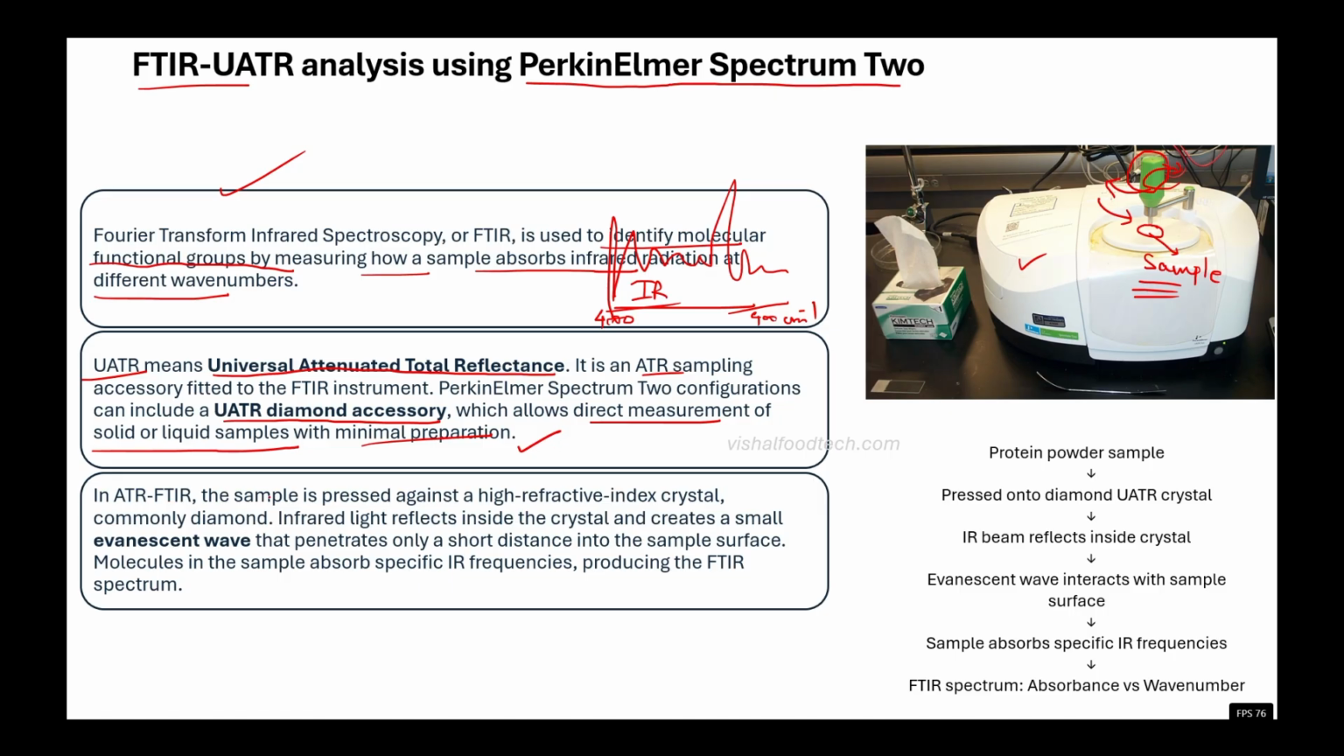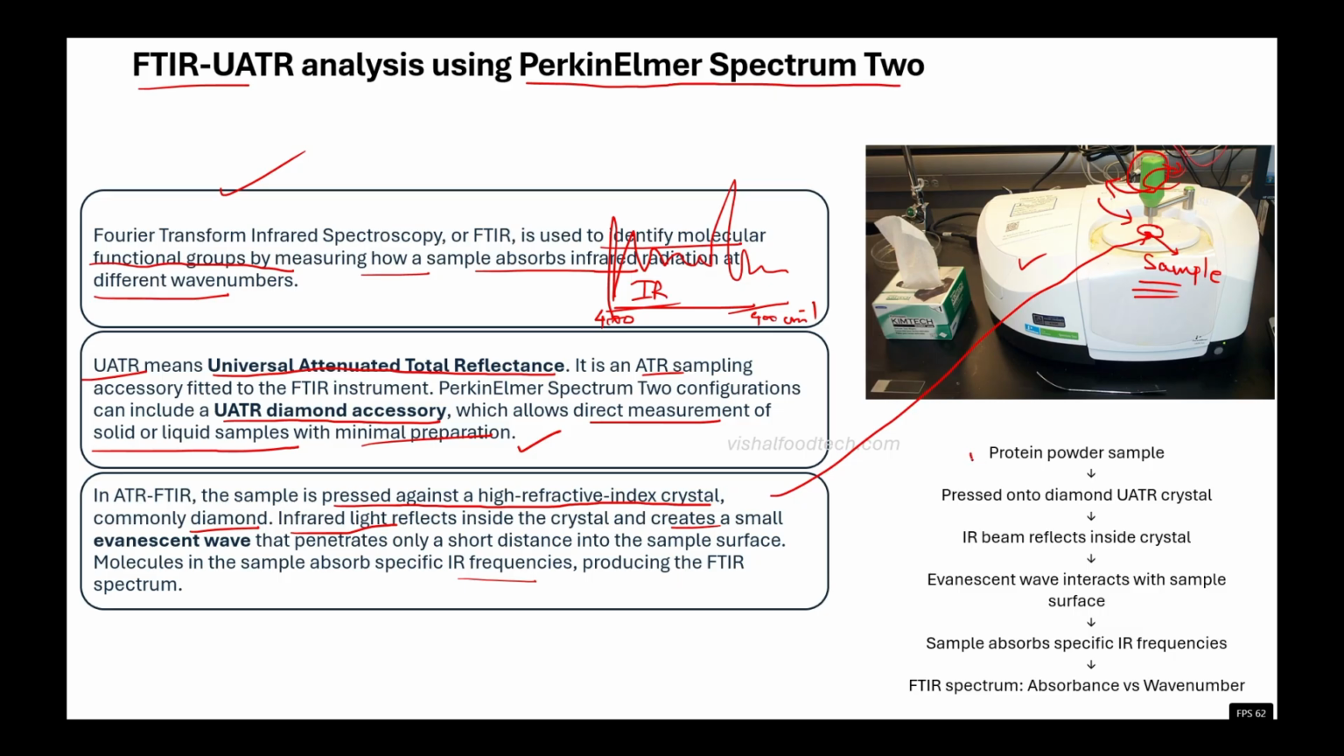And in ATR FTIR, the sample is placed against a highly refractive index crystal, and the crystal you can see here, I will show you in the next slide, is mainly diamond. Infrared light reflects inside the crystal and creates a small wave called an evanescent wave that penetrates only a short distance into the sample surface. Molecules in the sample then absorb the IR frequency, producing the FTIR spectrum on the desktop.